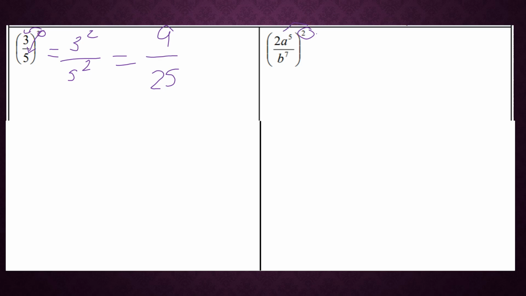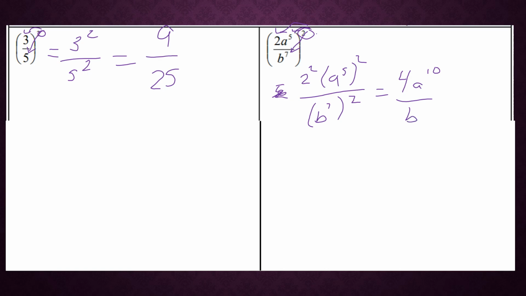Same thing, everything is going to be raised to the second power, including that 2. Okay, and again, you're not multiplying, it's 2 to the second power. So it'll be 2 to the second power, a to the 5th to the second power, b to the 7th to the second power. So 2 squared equals 4. A to the 5th to the second power, seeing as we're raising a power to a power, you're going to multiply your exponents. So it'd be a to the 10th, and then b to the 14th.